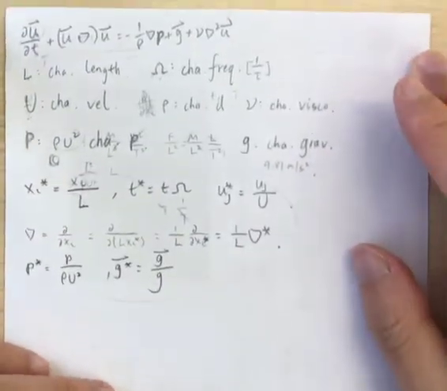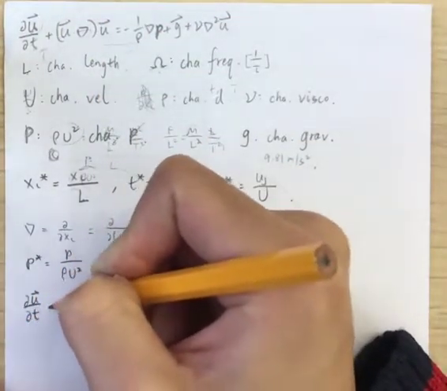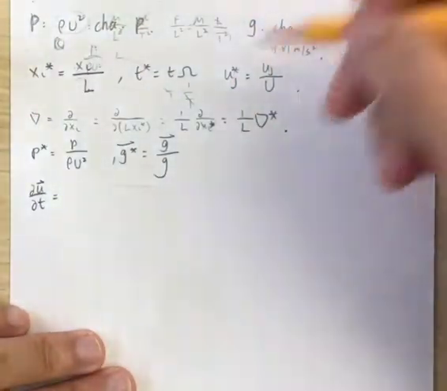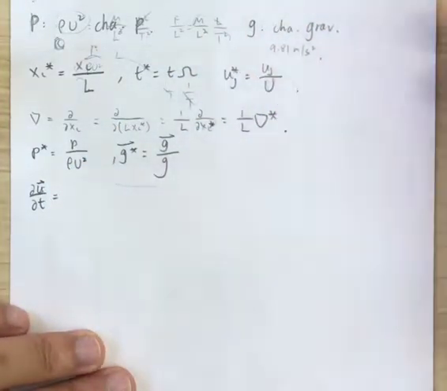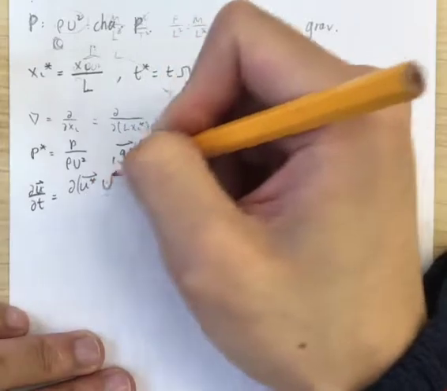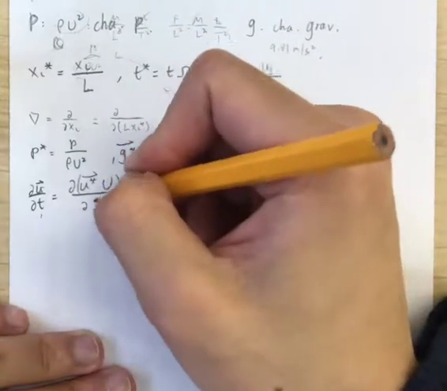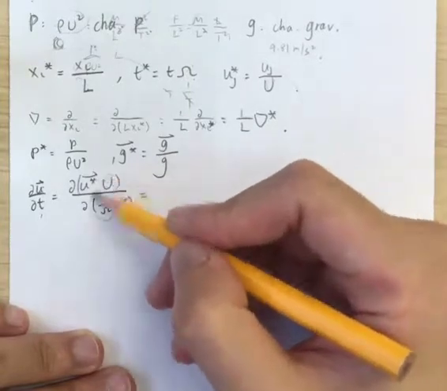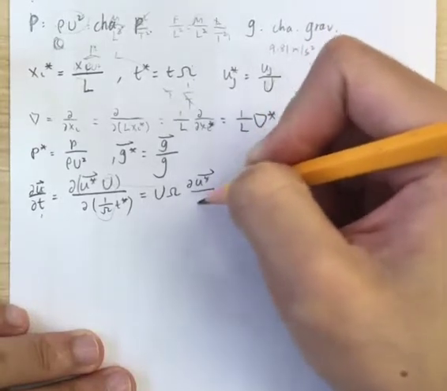Let's consider one term at a time, okay? First, du dt. This thing is equal to what? U is capital U times U star, right? So this thing is du star times capital U. And what about the t? T is 1 over omega times t star. And here we pull out the constants. So what we get is U omega times du star dt star.